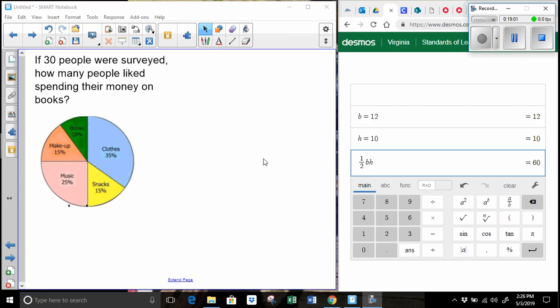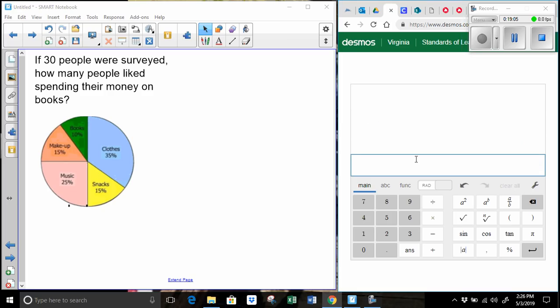For this next problem, I'm going to go ahead and make sure I clear out everything on my Desmos. And it says, if 30 people were surveyed, how many people like spending their money on books? So I'm looking here, and books is represented at 10%. So we need to know what 10% is of 30. So if you remember a couple questions back, we could use our percent of key. So we want to know 10%. So I'm going to type in 10 and the percent of key.